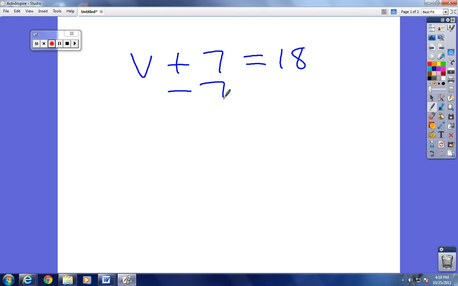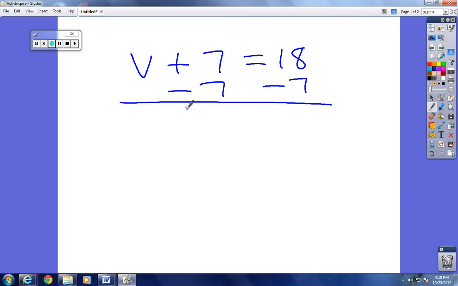And then another rule that we talk about a lot in balancing equations is whatever you do to one side of the equation, you do the same thing to the other side of the equation. So we have minus 7 over here. We're going to put minus 7 on this side of the equal sign. When I talk about the other side, what we're talking about is one side of the equal sign versus the other side of the equal sign.